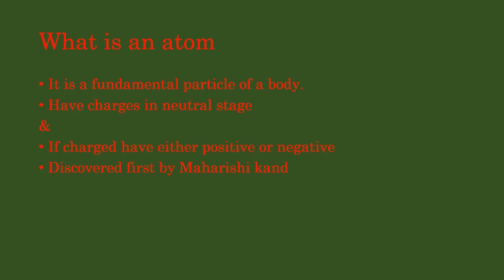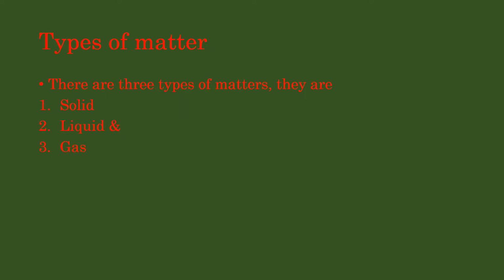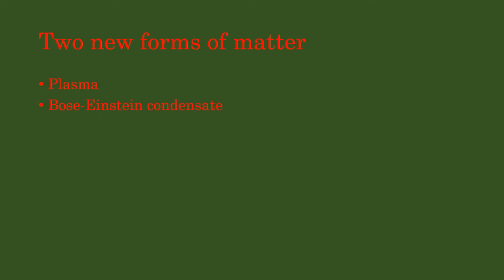Next, we are going to see the types of matter. Here we all know there are three types of matter, but in real life there are more than three. There are five types of matter. There are solid, liquid, and gas, and there are two more forms of matter, that is plasma and Bose-Einstein condensate.